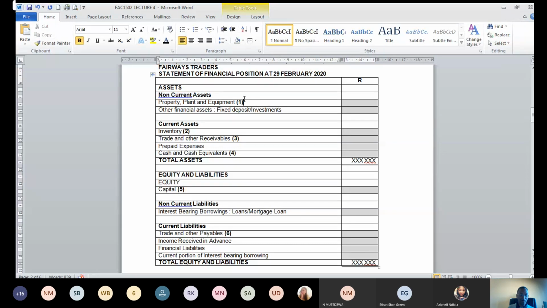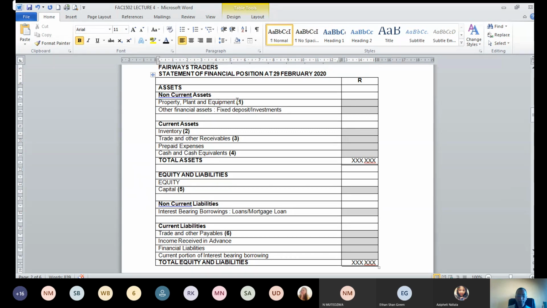Non-current assets consist of property, plant, and equipment, and other financial assets. Under your other financial assets will fall fixed deposits and investments. Under property, plant, and equipment will fall your buildings, your land, your equipment, your machinery, your furniture, and your vehicles. Once again, guys, don't come with your own headings. These are the headings that we do have here.